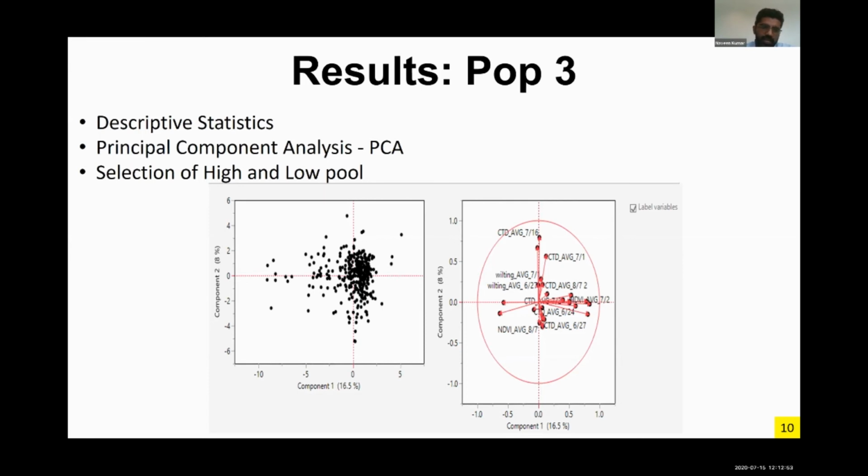Based upon this analysis, we made two pools, high and low, which contribute about 15% of the total population entries from population 3. And I will show in the coming slides how we select these entries on the basis of NDVI and CTD.